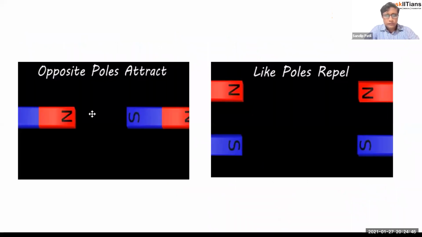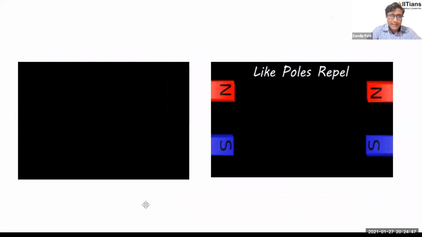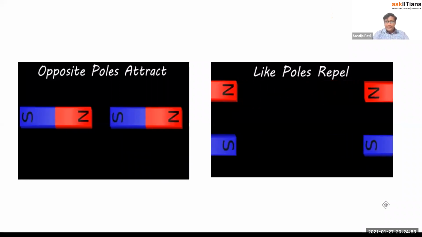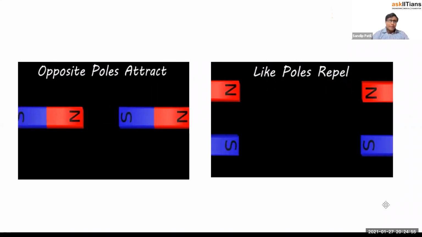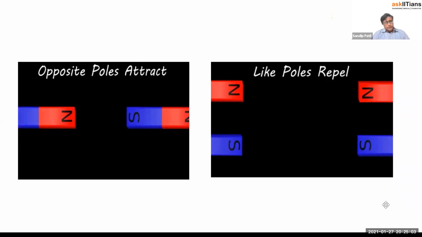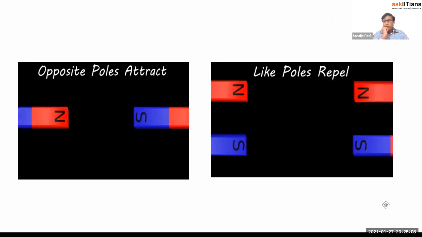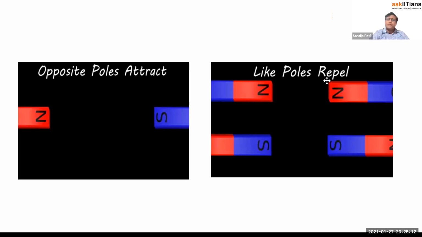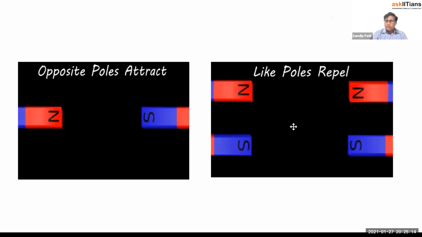Now this is the property which we have already seen, right? Here you can see opposite poles attract, and like poles repel, right? Like poles means, you can see in the diagram, north and north, or south and south, they are repelling each other, and opposite means what? North and south poles are attracting. Now just think on this and tell me the answer.